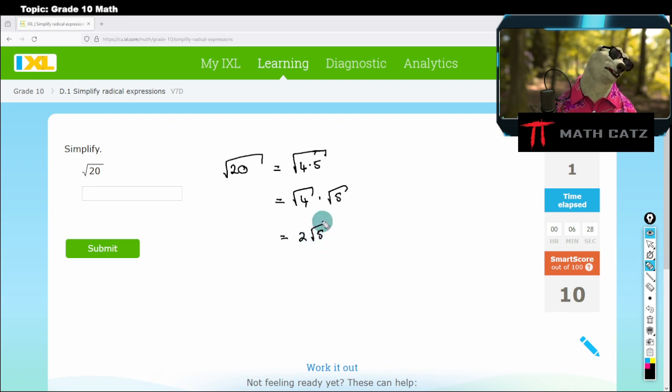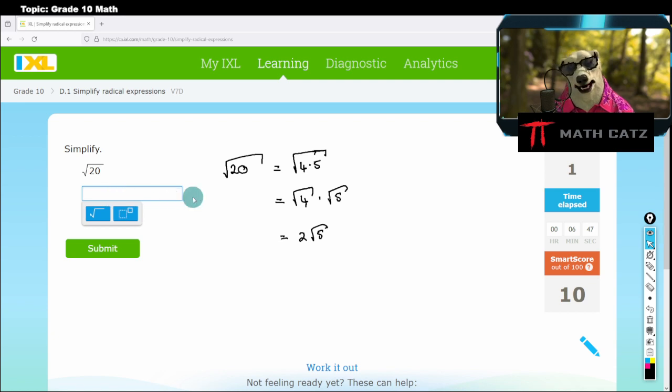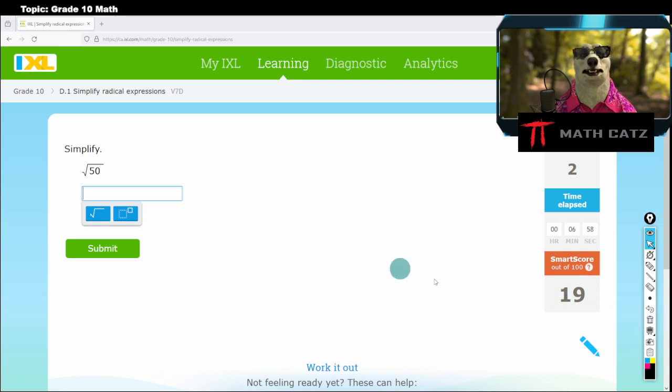Now, root 5 cannot be simplified to an integer or a fraction. A root of a prime number is what we call an irrational number, a non-repeating, non-terminating decimal number. So that's as far as my simplification can go, and I have 2 root 5. Very important skills and understanding as we go into algebra slowly. All these properties are exactly the same.